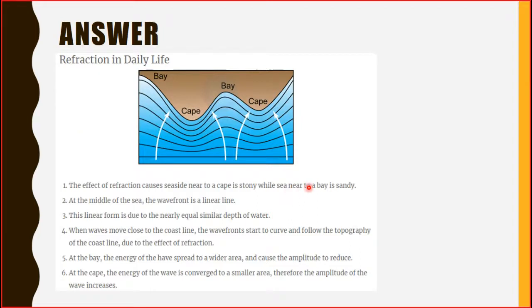Okay, so this is the answer from the scheme. The effect of refraction causes the seaside near a Cape to be stony, while near the bay it is sandy. So at the Cape part, due to the effect of refraction, it is going to have a much more stony structure, while the bay is going to be much sandier. And then at the middle of the sea, the wavefront is linear. So this one is the linear wavefront.